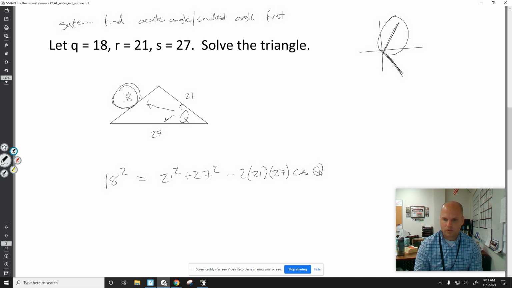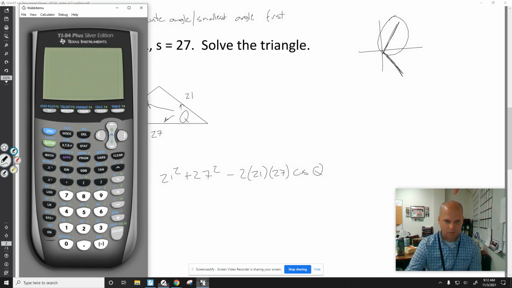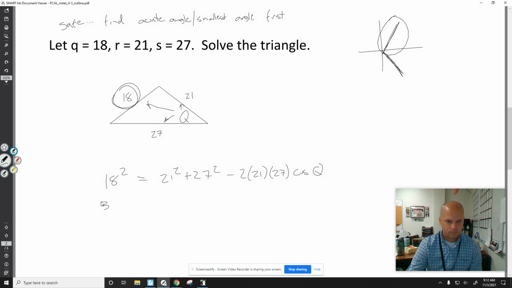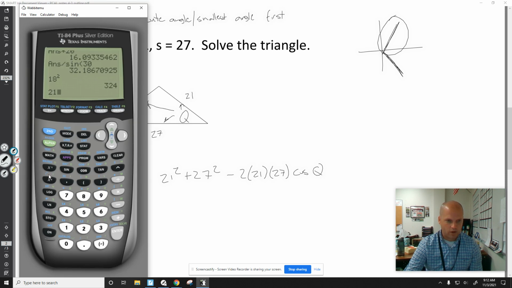Now I can find this angle Q by just solving for cosine. I'm going to have to do a little bit of arithmetic. I have to do a little bit of calculator work. I got 18 squared, 324. I can do 21 squared plus 27 squared. This is 1,170. I can do 2 times 21 times 27.